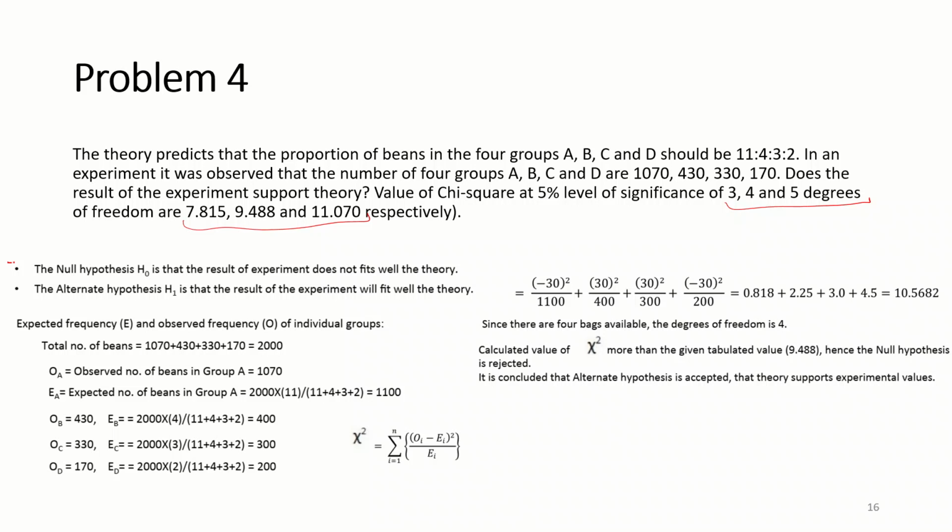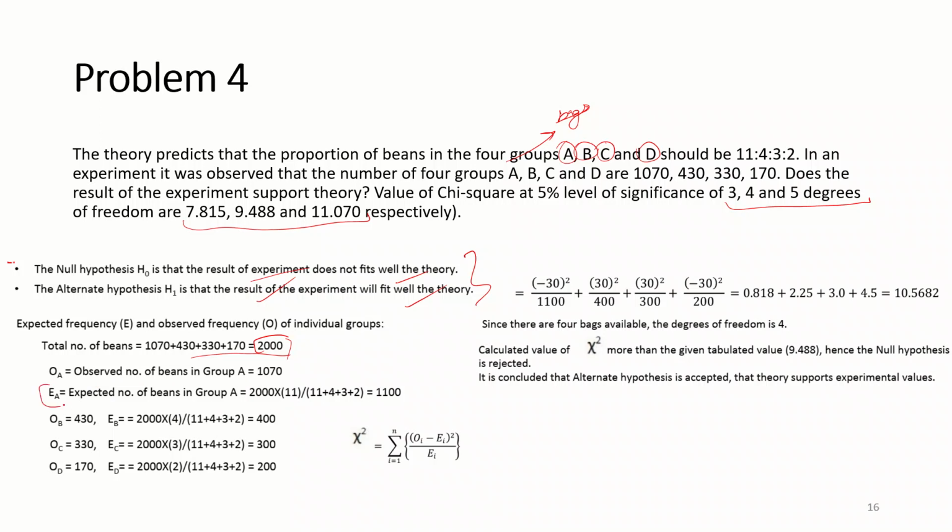Yeah. So these are the two hypotheses. The null hypothesis is that the result of the experiment does not fit well with the theory, and the alternative is the reverse, that the result fits the theory. So the total number of beans we find out is 2000. Because the mean is not given here, we are calculating this, to find what would have been the expected number in each of the groups, essentially bags, if we had followed the theory. So for that we calculated this. The observed was so, that's how we did it.